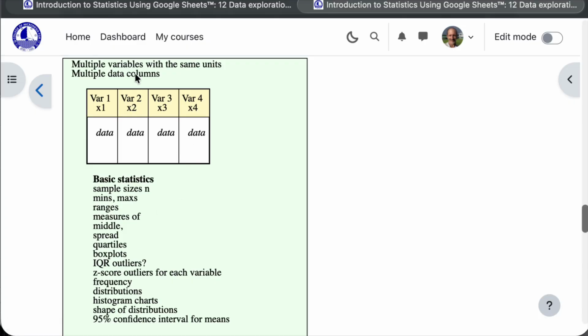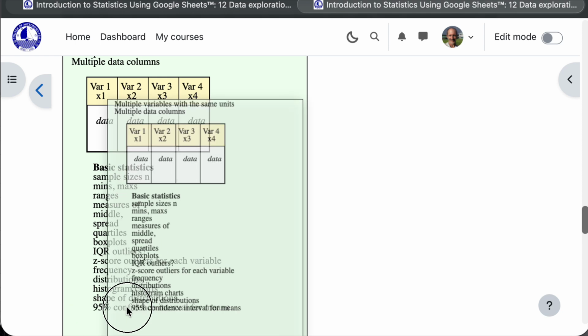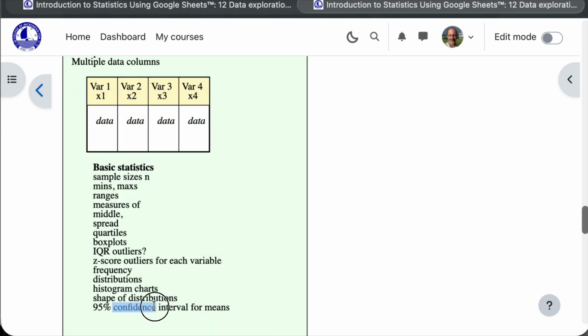This sort of situation where you have multiple variables with the same units, you can go after these 95% confidence intervals and use those to determine whether or not the data is statistically significantly different.